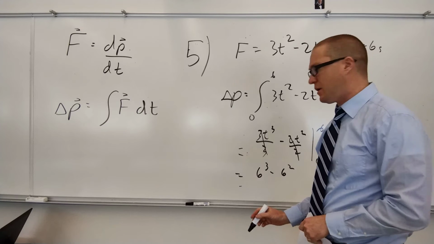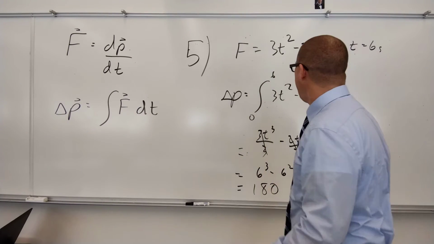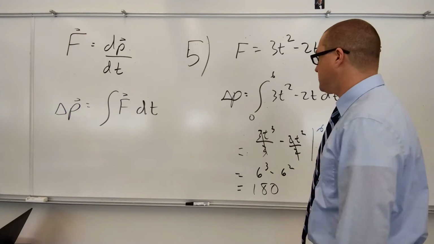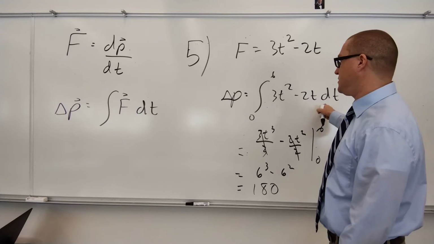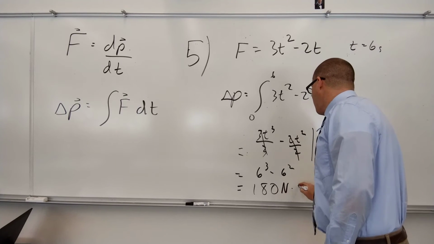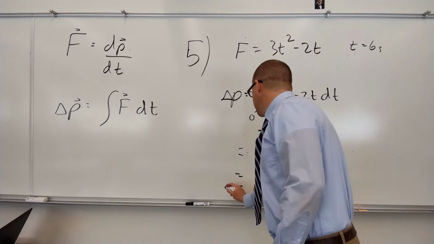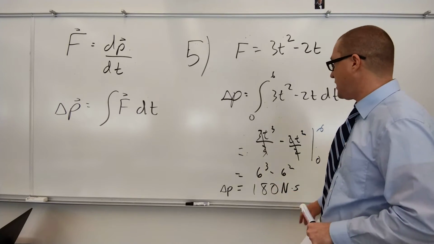Let's see here, how we're doing. I'll write it below it. 180, and units of momentum this has to be. So there are 2 different units of momentum. This is force times time, so this would be newton seconds, or kilogram times meter per second. So the change in momentum of this object is 180 newton seconds.